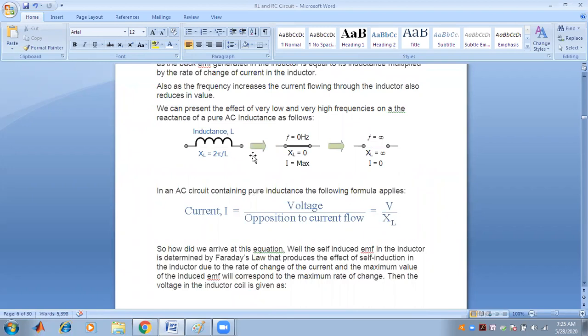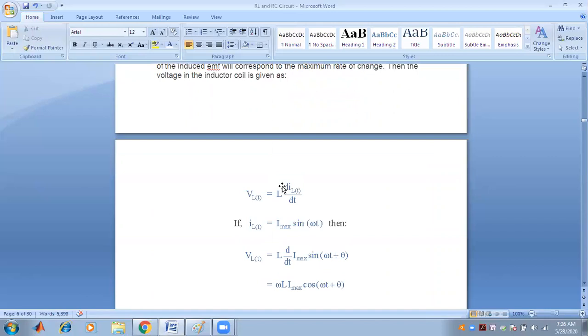One of the important phenomena is that the inductor will act as a short circuit when the frequency is zero, meaning when the switch is just closed, the inductor behaves as a short circuit, and the inductor behaves as an open circuit when the steady state is reached. When frequency equals infinity, the inductor behaves as an open circuit.